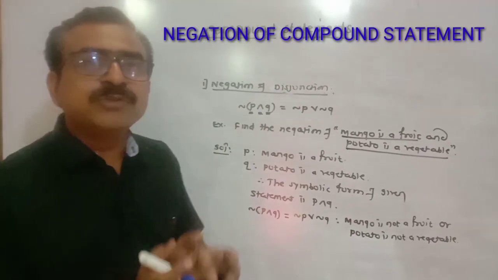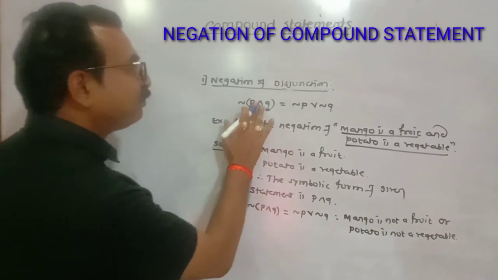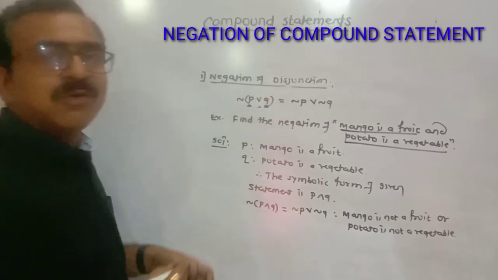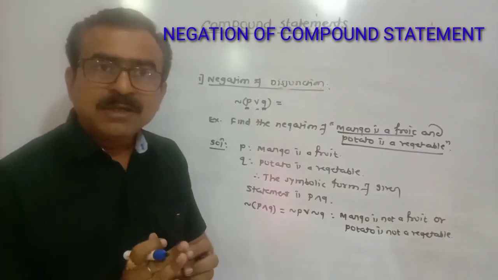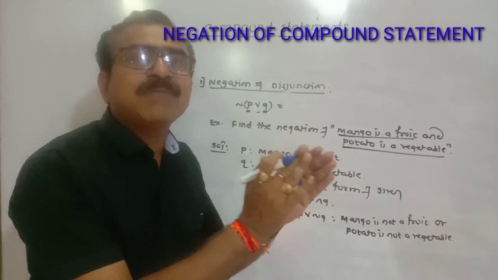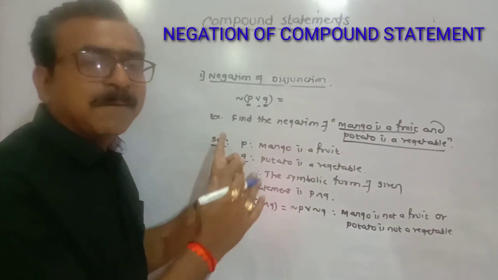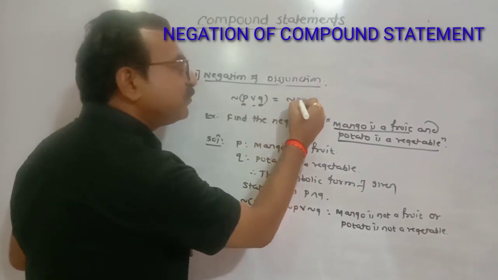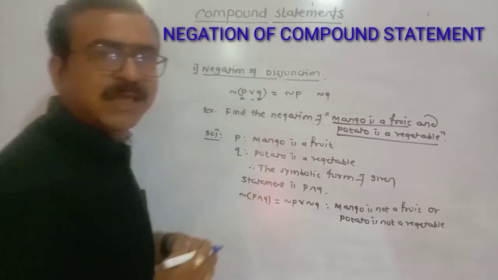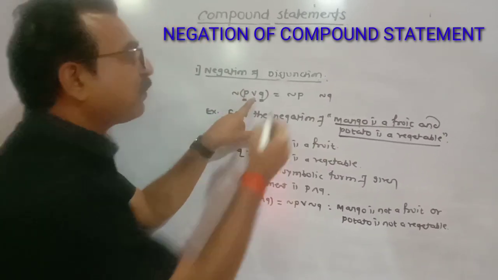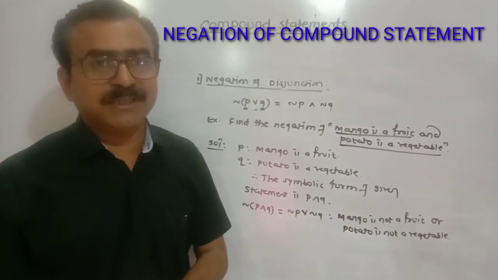So friends, suppose you are given one disjunction statement. Let it be considered as P disjunction Q. Okay, and you have to find out its negation. So while performing the negation of a disjunction statement, here also initially perform the negation of the first statement, then perform the negation of the second statement. Okay, and replace OR by AND. Understood? Let me repeat once again.